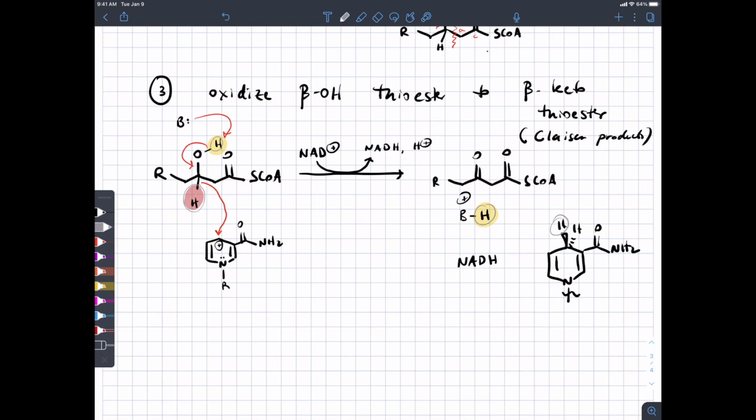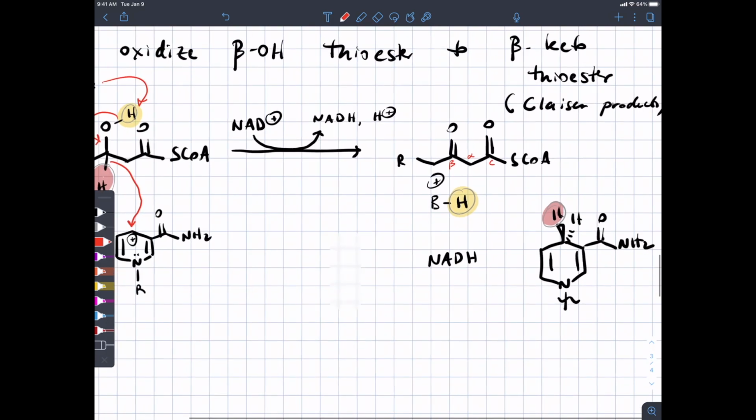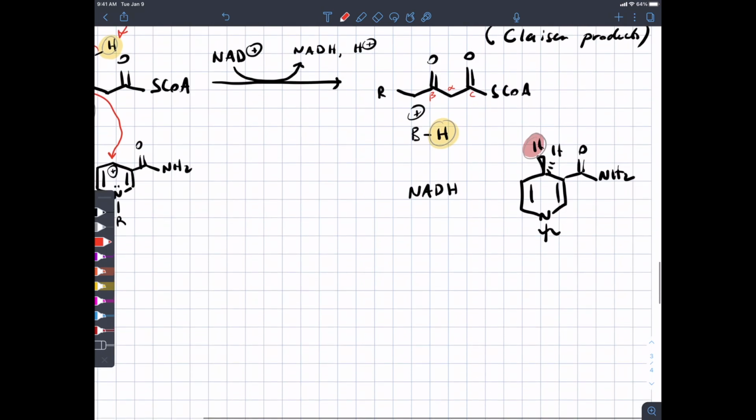The hydride ends up here. Okay, so now we've got the beta keto thioester, and this is a Claisen product, right? The enzyme that catalyzes this, I don't know what it's called, it's some kind of dehydrogenase. So if this is a Claisen product, what were the starting materials?